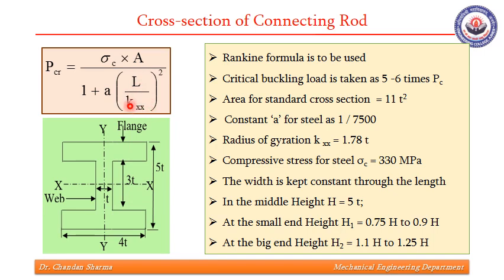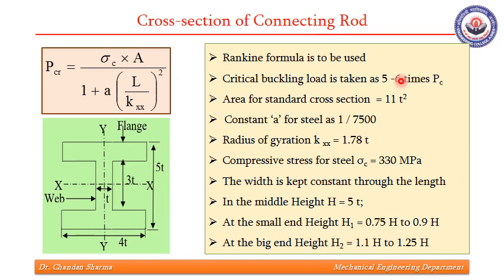Kxx is known to us for this cross section in terms of t, that is 1.78 times t. Since we have found the load which is coming on the connecting rod, we'll find the crippling load by multiplying the load on the connecting rod by some factor of safety. It is usually 5 to 6 times PC. So PCR will be 5 to 6 times PC, where 5 to 6 is a factor of safety.